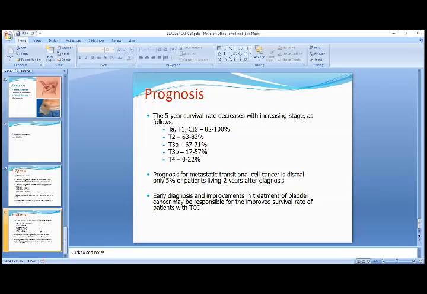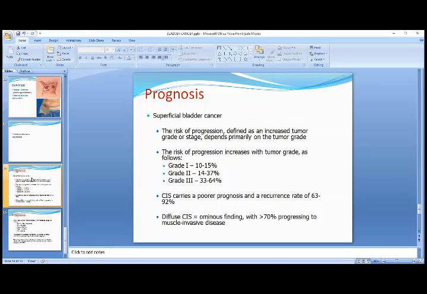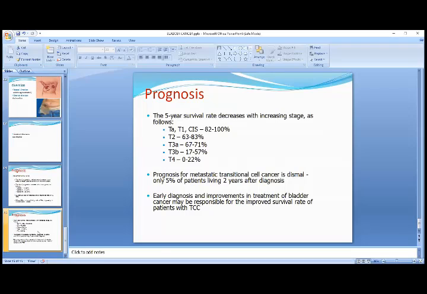So, whenever the stage of the disease increases, the prognosis decreases. As I showed you before, the grade of the disease also impacts the risk of progression. Whenever the grade of the disease increases, the risk also increases, whereas whenever the stage of the disease increases, the 5-year survival decreases. Ta has 82 to 100% survival rate, whereas T2 has 63 to 83%, T3a is 67 to 71%, whereas T3b is 17 to 57% 5-year survival rate, and T4 has 0 to 22% survival rate.